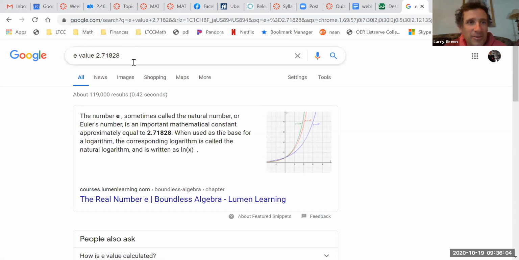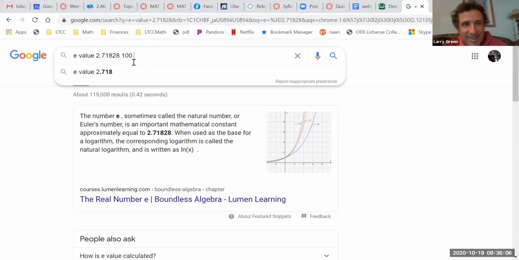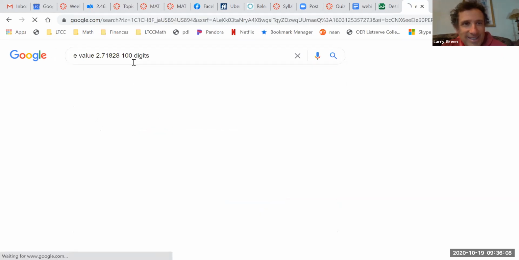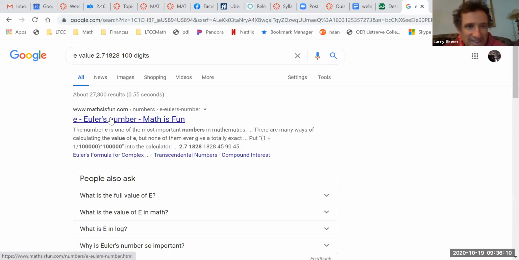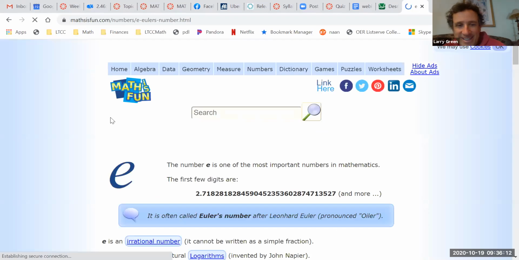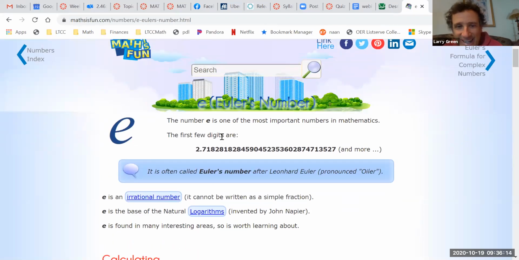How about 100 decimals? Math is fun. Okay, well, we didn't get 100, but it's 2.718281828, and then it's 45904, et cetera, et cetera. It's a little like pi, except that this one actually tricks you into thinking that it starts repeating, and it doesn't. So this is the number.